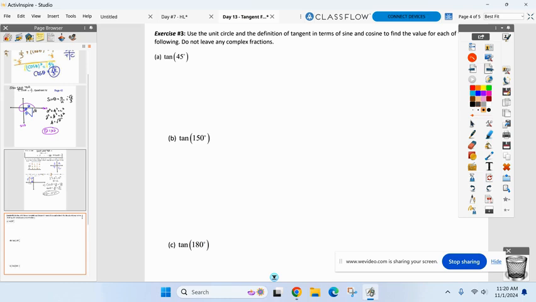I could say, hey, what's the coordinate on the unit circle? And we do something with it. You guys have the calculators. I'm not even going to ask this on a test or quiz. Tangent of 45. What do you got? 1.